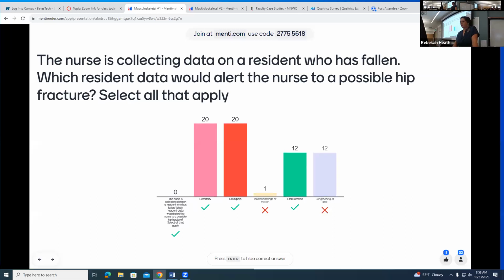All right, so yes, deformity looks weird. Groin pain, for sure, they're gonna have that with a hip fracture. Increased range of motion, no, that's gonna be decreased range of motion. Limb rotation, absolutely, if it's a hip fracture, that leg is probably gonna be falling off to the side a little bit differently. And then are they gonna have lengthening of the limb? Shortening of the limb. All right, good job.